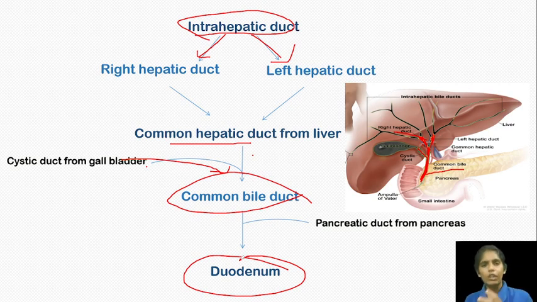The bile synthesized in the liver will enter into the intrahepatic duct. From the intrahepatic duct, they will enter into the right and left hepatic ducts. These will combine to form the common hepatic duct. The common hepatic duct will combine with the cystic duct of the gallbladder and form the common bile duct. And the common bile duct in turn combines with the pancreatic duct and forms the ampulla of Vater, which will open into the duodenum.